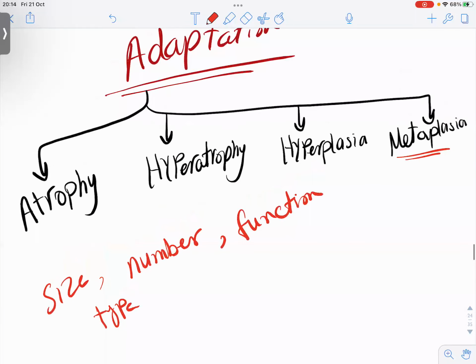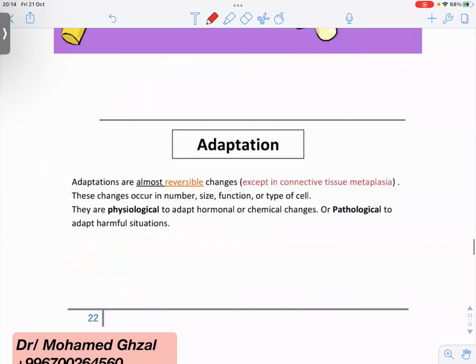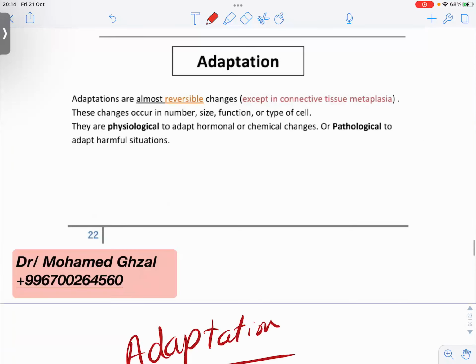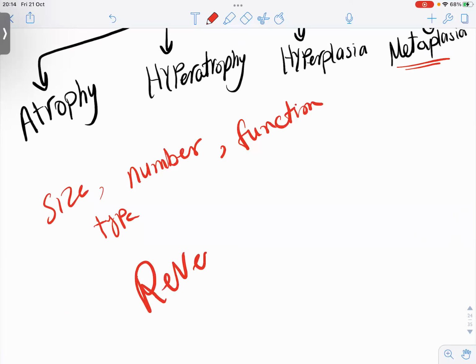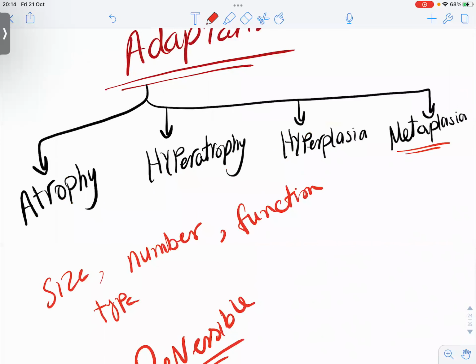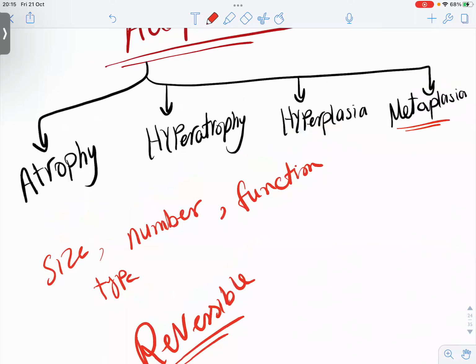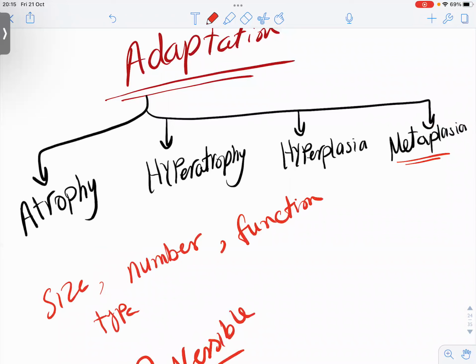So adaptation, it's reversible changes, reversible. It's a very important word. Reversible changes, but are all these features reversible? Not exactly. Almost they are reversible, but we will take some features that are irreversible. When the cell changes to try to adapt to the stimulus, it cannot come back to the normal nature. But almost all features are reversible.